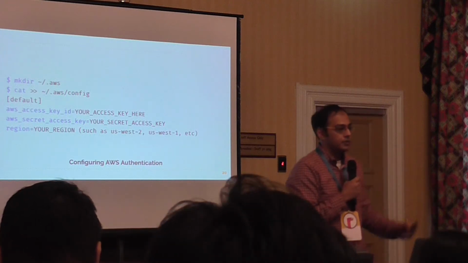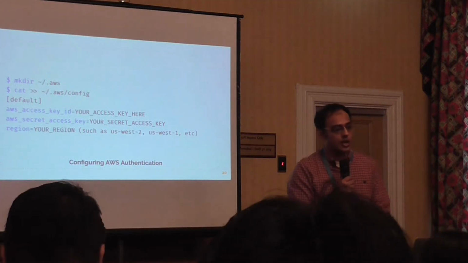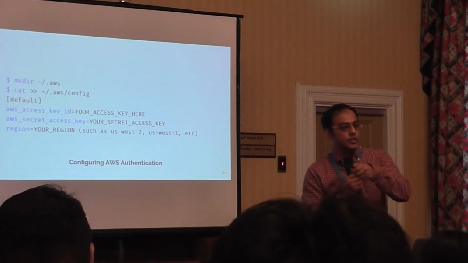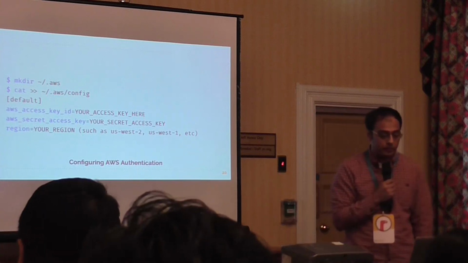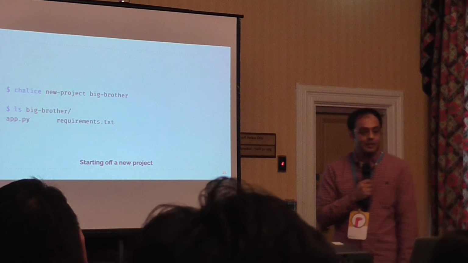The second thing that you need to do in order to set up locally is configure your AWS authentication, because Chalice effectively will create all of these resources for you in Amazon, in your console, so it needs to have access to your account. Now we can get started.